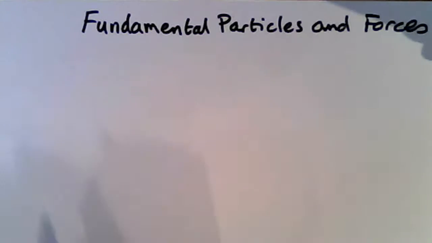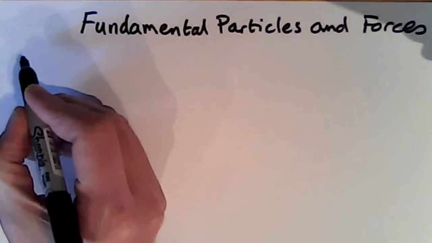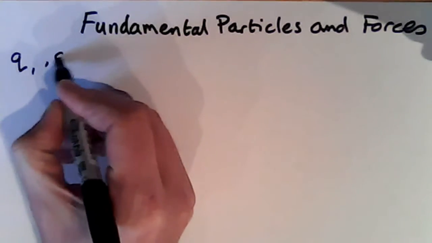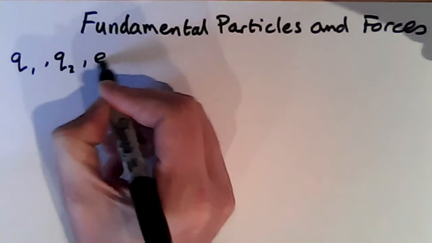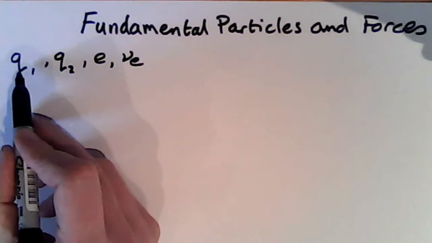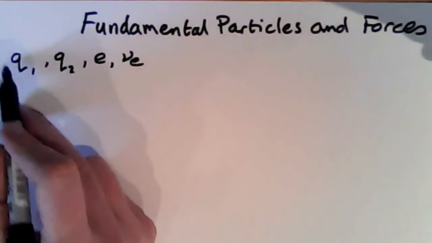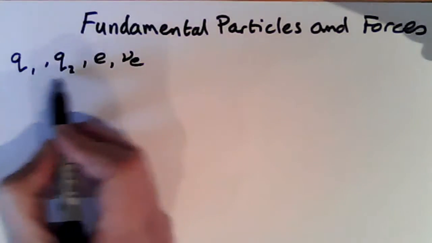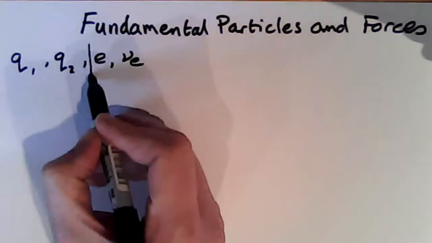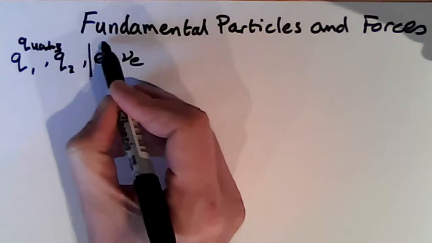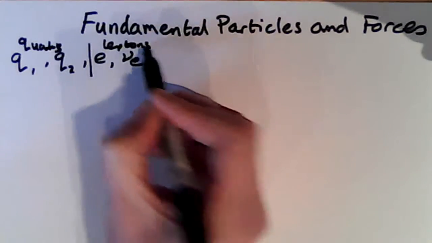Okay, so to remind ourselves, we finished the last video considering we had quark type 1, quark type 2, the electron, and the electron neutrino. We are going to now focus on, in particular, combinations of quark type 1 and quark type 2. So these are quarks, these are leptons. And these are our two classes of fundamental particle.